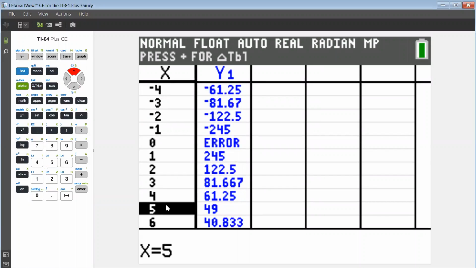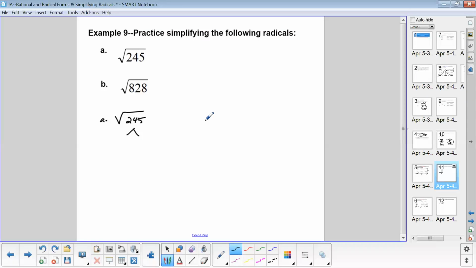For instance, number 5 here. 5 is prime, so 5 times 49 is 245. So 49 is a perfect square and 5 is prime, so that is what it would simplify to be. So square root of 49 and 5. Square root of 49 is 7. So you get 7 times the square root of 5 is what the square root of 245 is simplified.